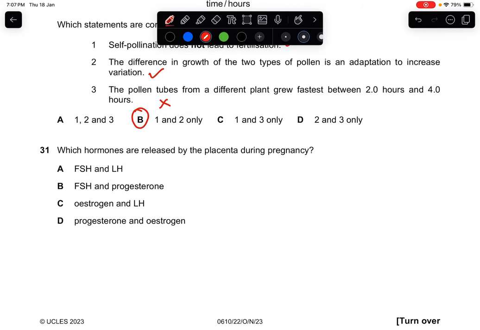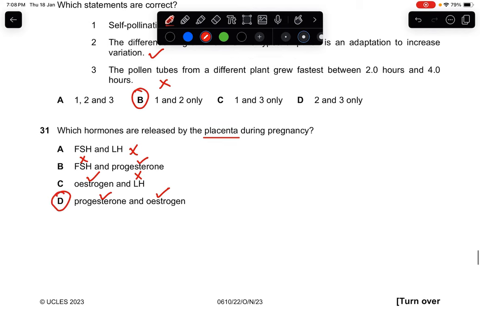Okay, question 31. Which hormones are released by the placenta during pregnancy? FSH and LH? Nope. Estrogen and luteinizing hormone? Nope. Progesterone and estrogen? Nope. It's only FSH and progesterone. So the answer is, oh, sorry, I have misread the question. They say which hormones are released by the placenta during pregnancy. Okay, so FSH and LH are definitely out. FSH, no. Progesterone, yes. Estrogen, yes. Luteinizing hormone, no. Progesterone and estrogen, yes, are released by the placenta. So the answer is D.